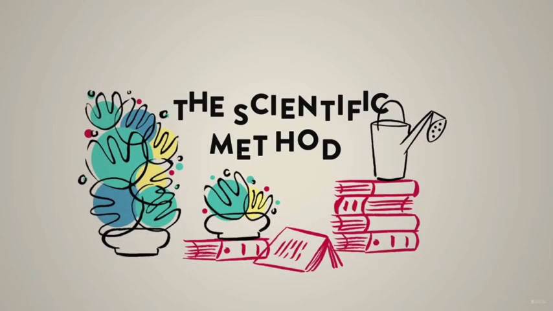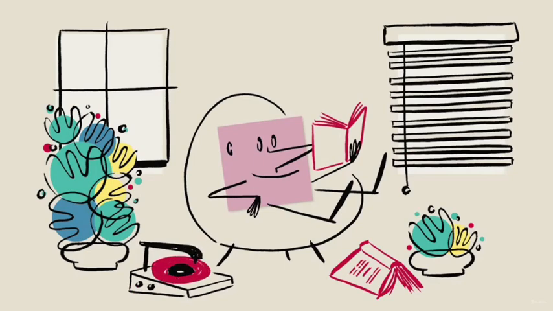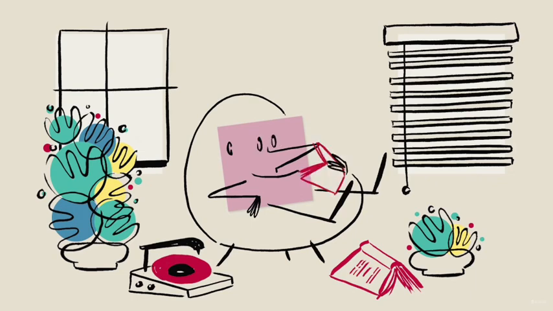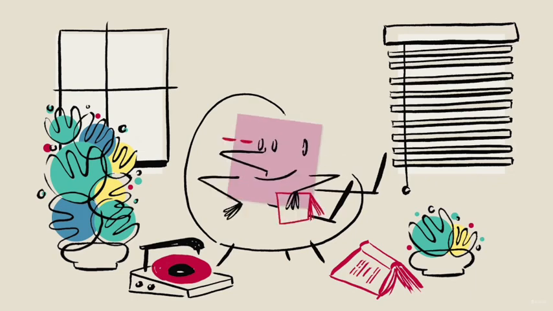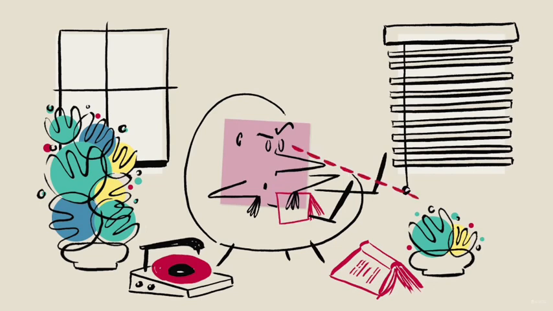So this is just a little video without any words. So here's this guy. He's reading a book. And he's looking at the plants around him. And he notices that the one plant is a lot taller than the other plant. So this is an observation.